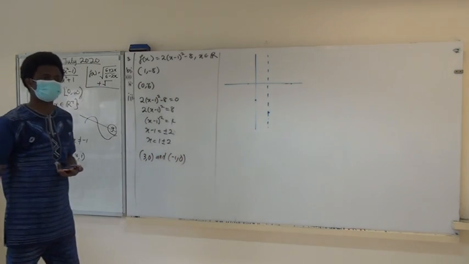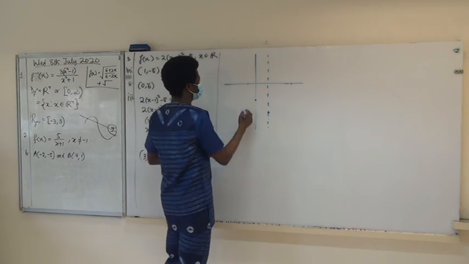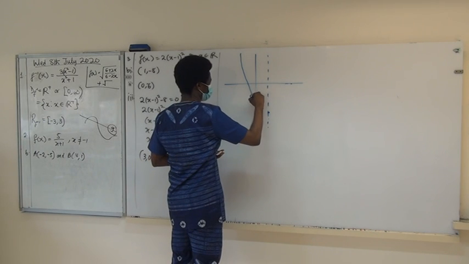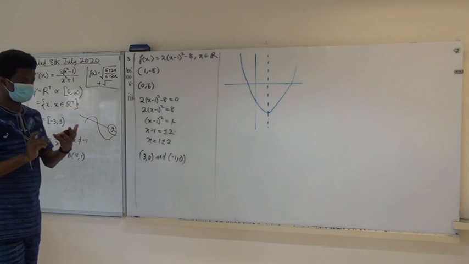It's a sketch, it doesn't have to be accurate. But your sketch shouldn't turn at the y-axis. That's my point. So it should go something like that. Okay?